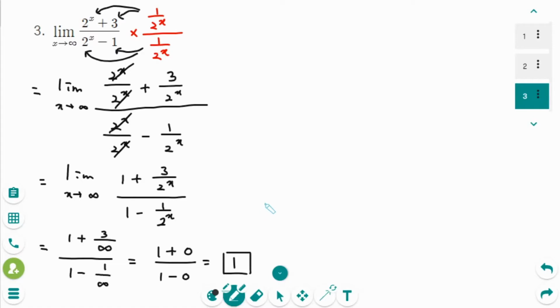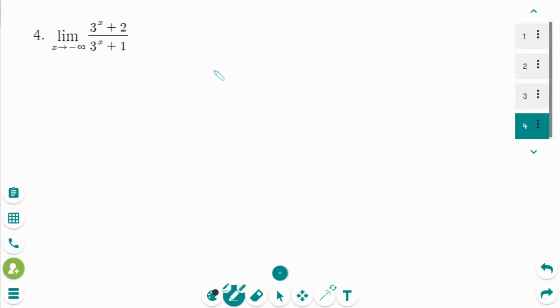And then you can also use the shortcut here, because this one is infinity over infinity form. That's why you can use a shortcut. Just take the largest term in the numerator, this one, not this, and in the denominator, and simplify. This is 1. That is the answer.